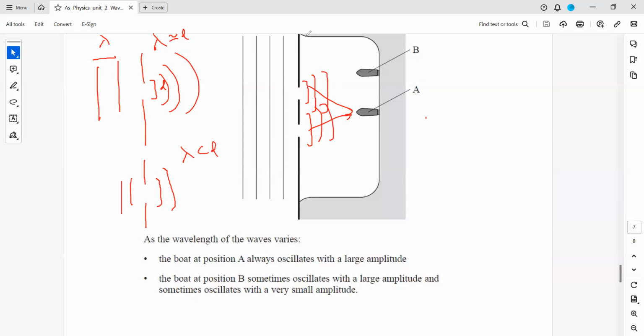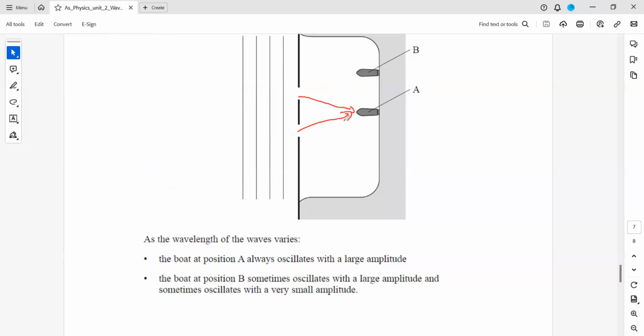So A is always a maximum because the distance from here to here is the same. But what happened for B? From one to the other, the gap is not the same, so they will have a path difference. If the path difference is lambda, 2 lambda, 3 lambda, then it will be a maximum oscillation. But if the path difference is lambda by 2, 3 by 2 lambda, or 5 by 2 lambda, then it will be a minimum, or a destructive interference, we can say.